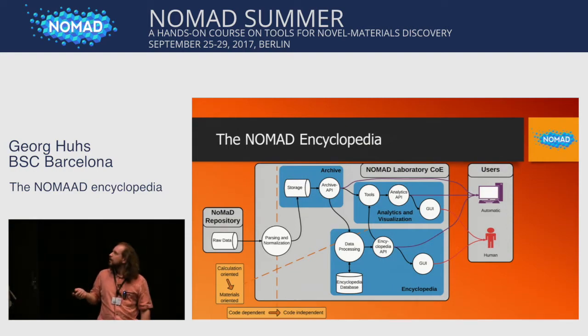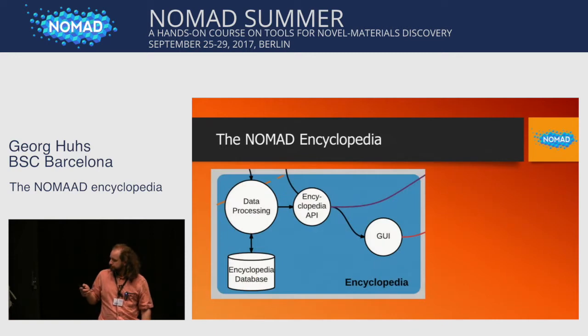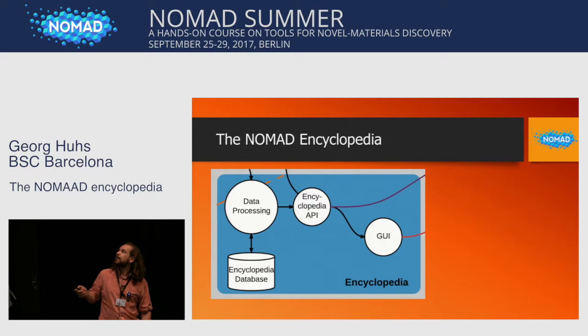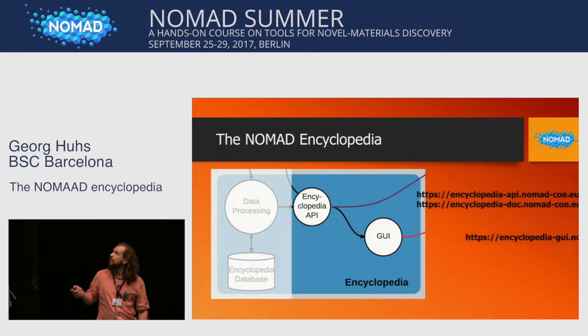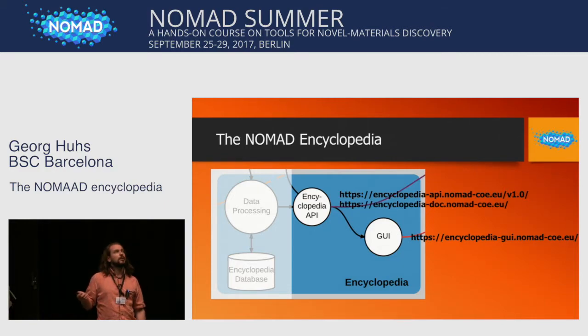Okay? Then inside the encyclopedia, we have four main, I call it right away, services, which is first the processing of the data in our own database, and then an API providing this data to the outside, and a graphical user interface. We can access both the API and the GUI, and this is what we're going to talk about now.